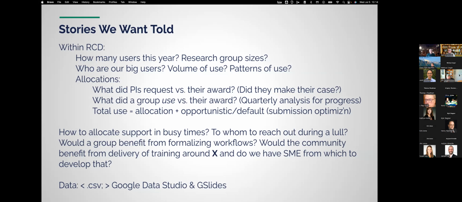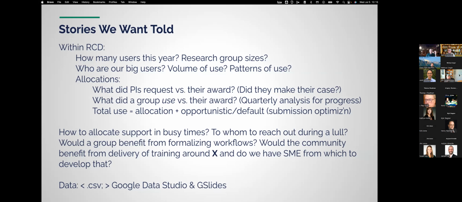Also, who are the big users, the volume of use, and what are their patterns? Are they a fairly steady state, or are they very bursty? When we look at the individual allocations to the groups, what did the PI request versus what were they awarded? So did they make their case for the research they want to conduct that year on those systems? If not, can we help them write a better allocation request next year?